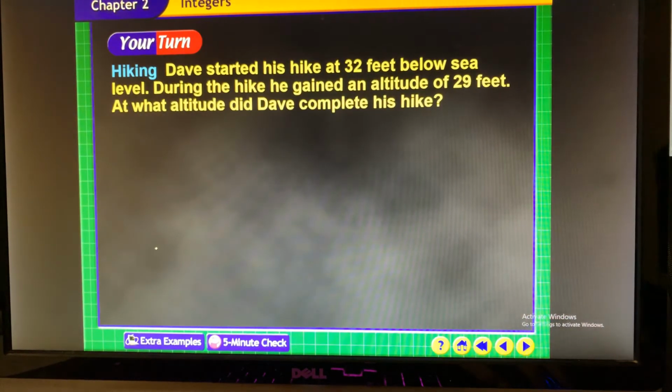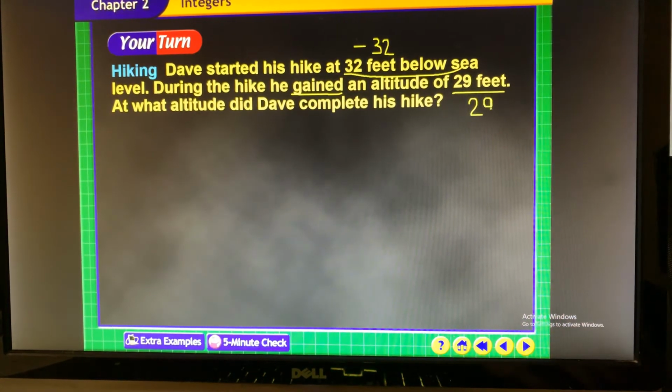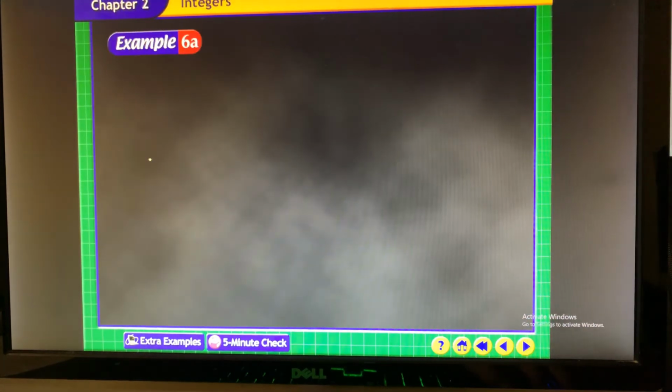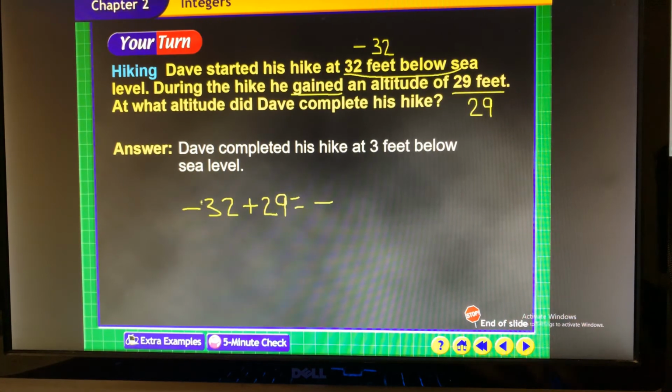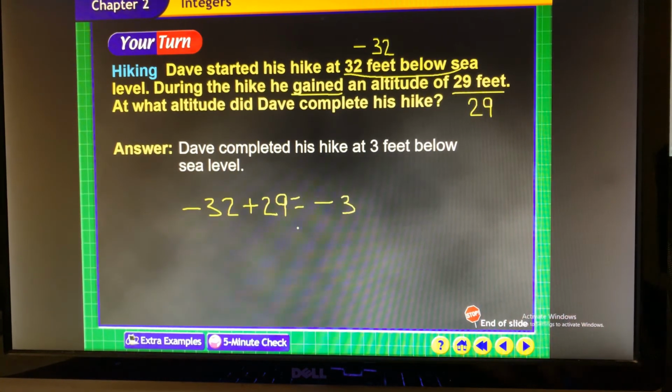Dave started his hike at 32 below. So if it's 32 below sea level, isn't that negative 32? And he gained 29. So that's a positive 29. So at what altitude did he complete his hike? Oops, I went too fast on that one. So negative 32 plus 29. We know he's still below because you went further down than you went up, and then 3.